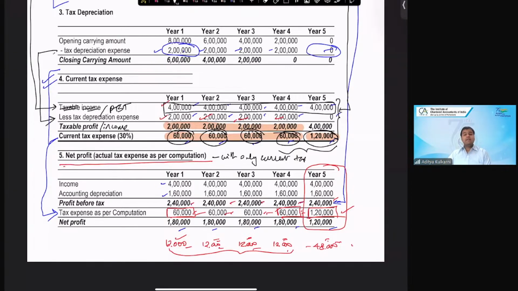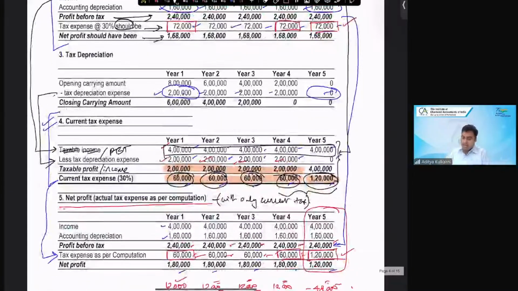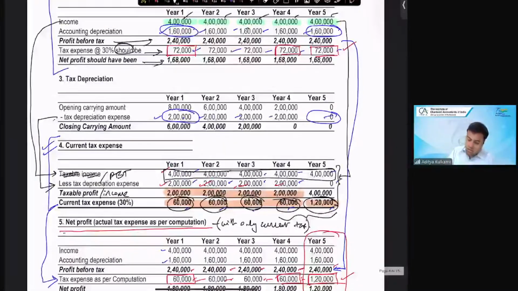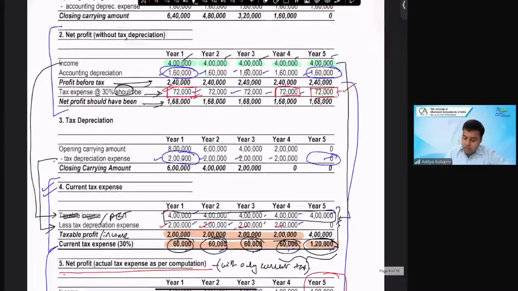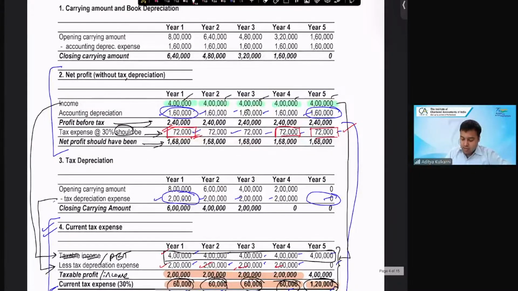Are we okay with this? Yes, sir. Now, let us understand. Your tax expense should be 72,000. Are you able to see this? Yes, sir. Number 2, without tax depreciation, your tax expense should have been 72,000.